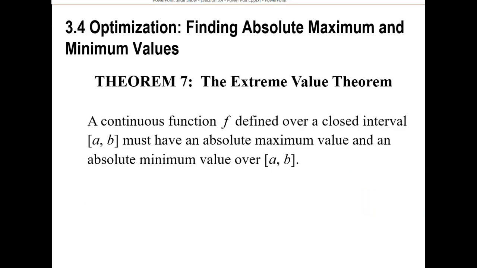All right, so the next theorem we have is called the extreme value theorem. It says that a continuous function f, defined over a closed interval, and that is important, must have an absolute max value and an absolute min value on that interval. So when we're defined on a closed interval, where we're defined at the two endpoints and at all numbers in between, there's definitely an absolute max somewhere and an absolute min somewhere.